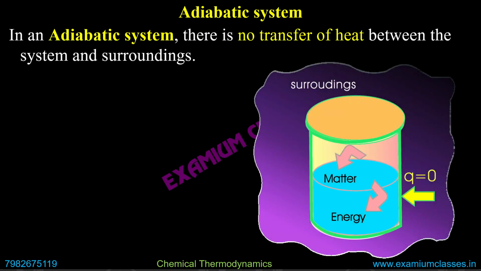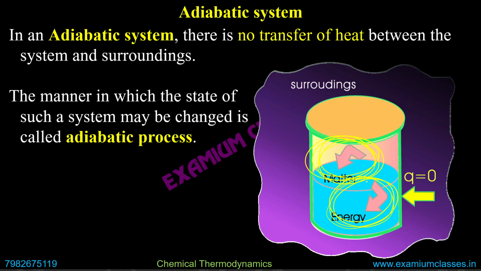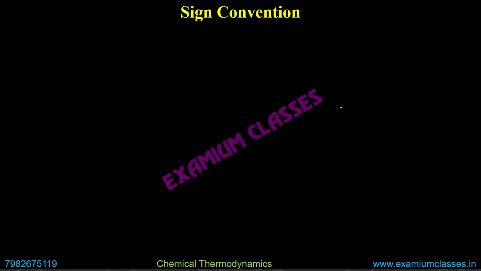In an adiabatic system, as I said, there is no transfer of heat between the system and surroundings. Only work can be done. So if any matter is there, it will remain inside the system. If any energy is produced, it will remain inside the system. Only work can be done. The manner in which the state of such a system may be changed is called an adiabatic process. So whatever is happening inside, that is called an adiabatic process.